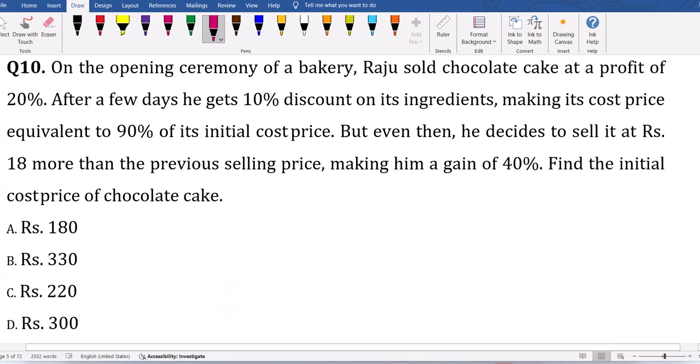Now here, on the opening ceremony of a bakery, Raju sold chocolate cake at a profit of 20%. After a few days, he gets a 10% discount on its ingredients. So cost price is now equal to 90% of its initial cost price. Let us say initially cost price is 100. He is selling with 20% profit, then it will be 120.